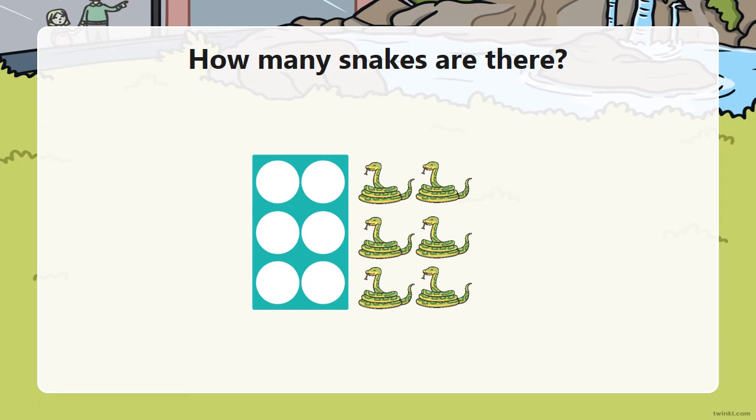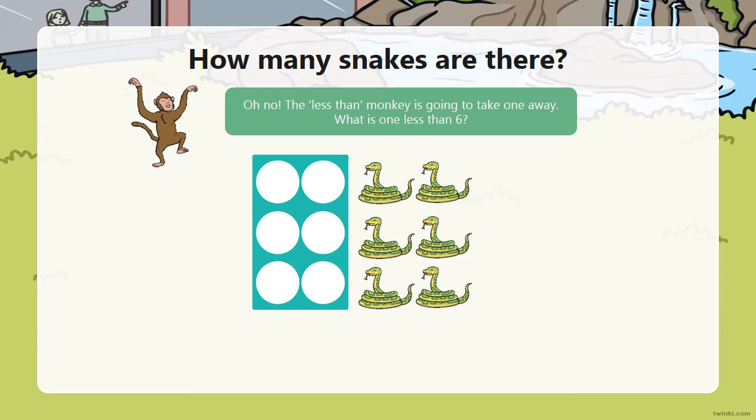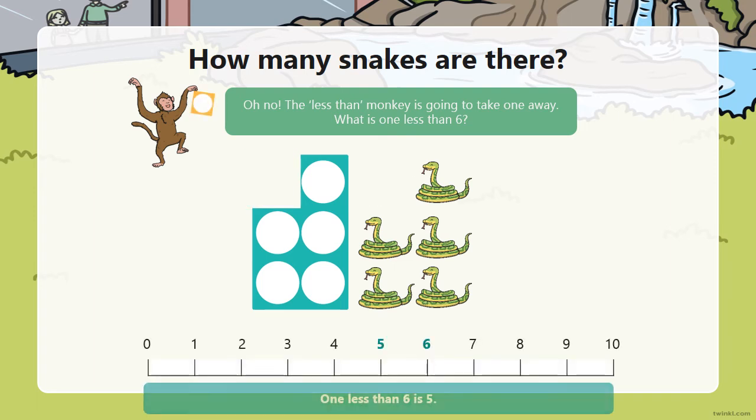How many snakes are there? 1, 2, 3, 4, 5, 6. For a challenge, you can even count this amount in twos. 2, 4, 6. Oh no! The less than monkey is going to take one away. What is 1 less than 6? 1 less than 6 is 5.